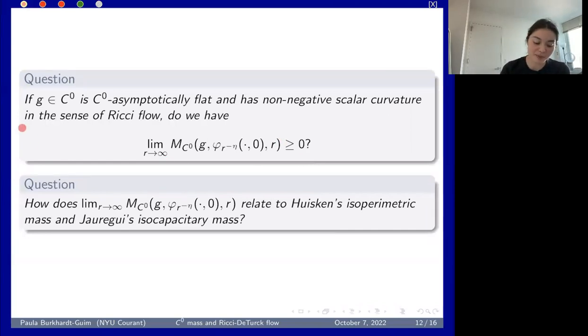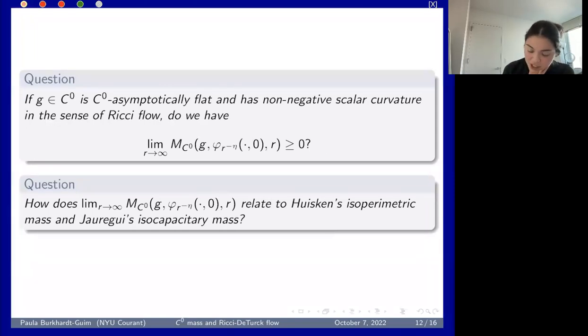And so this statement would be saying, well, there's a C0 version of the positive mass theorem if you have non-negative scalar curvature in the sense of Ricci flow. So yeah, I would like to know if this is true. And then of course, I would like to know whether this C0 mass at infinity has any relation to the other nice notions of C0 ADM mass that we already have. Okay, so I have no idea about either of these. Okay.